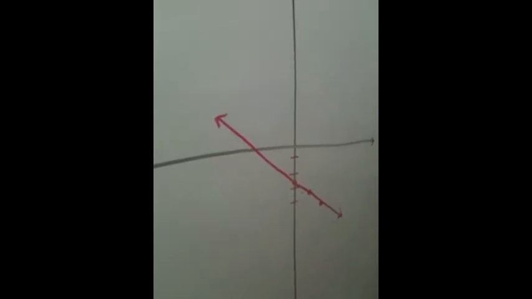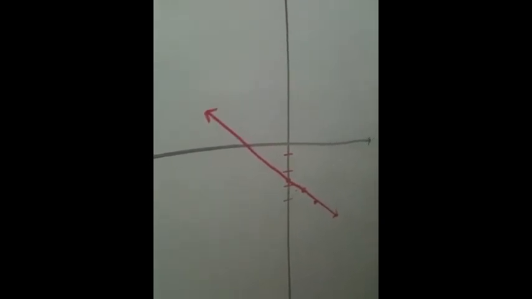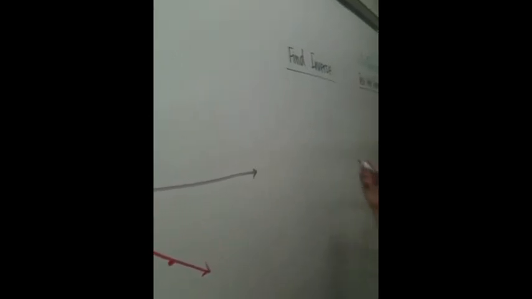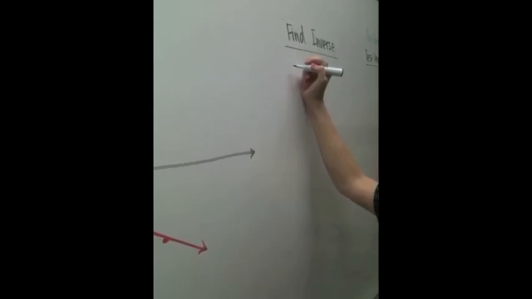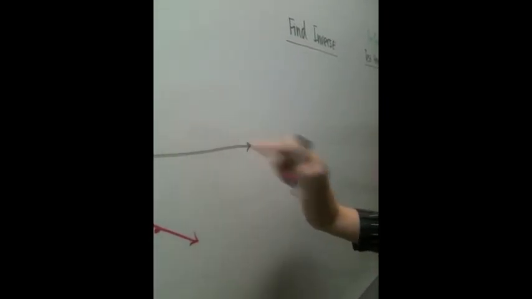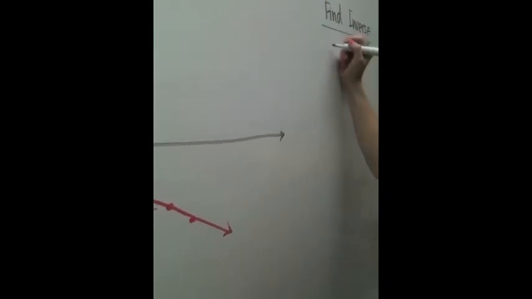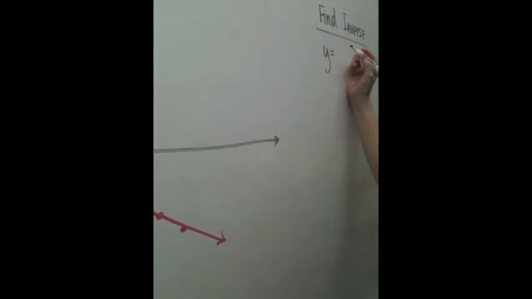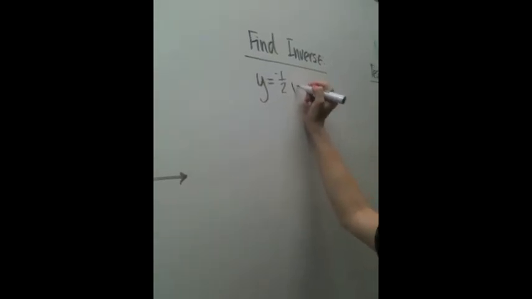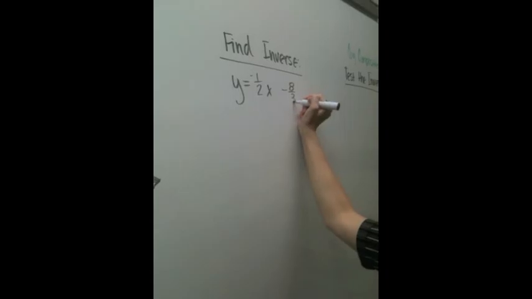Okay, what's the next thing I need to do? Find the inverse. All right, how do I find the inverse? Don't you have to draw the y equals x line? Not yet. That's when we graph it. We put what? y into x. Substitute y into x. Good. I'm going to write my original function down. y equals negative 1/2 x minus 8 over 3.